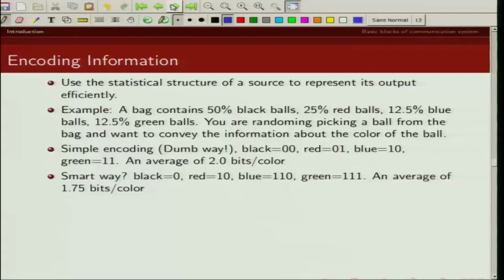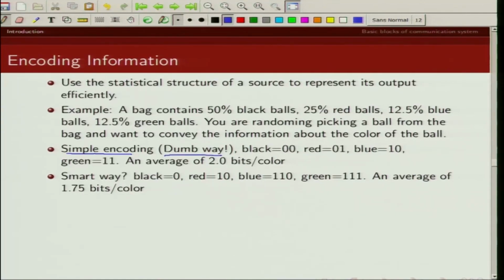Okay. Now I am asking you to convey that information, convey the color of the ball. I want to encode that information. So I have a bag of balls, I am picking up a ball randomly and showing you the color, and I want to encode the color of the ball. That information I want to encode using bits. So how can I do that? I said a simple encoding, which I call a dumb way. I will explain why this is a dumb way.